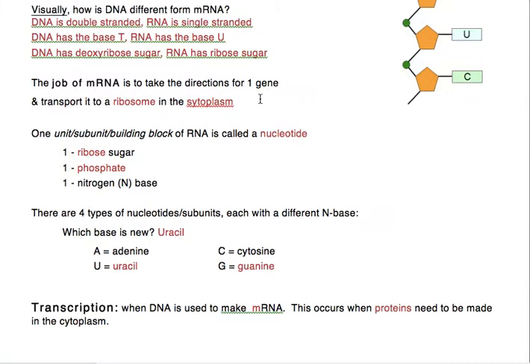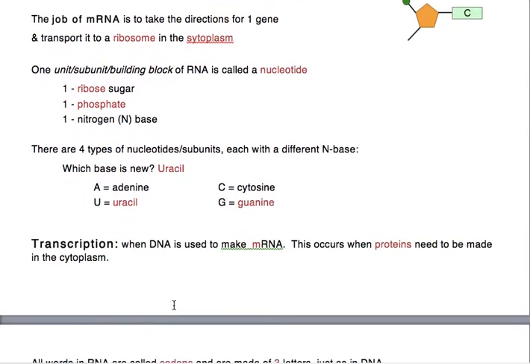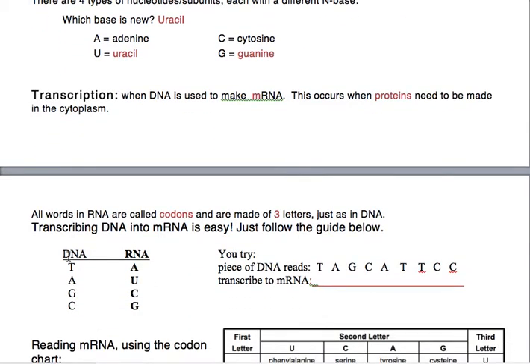Okay, continuing on, here are your 4 bases in RNA. So if any of your questions ask you about RNA, you start here. These are the basics. A and U bond, and G and C bond. Transcription right here. That's when you use DNA to make mRNA.